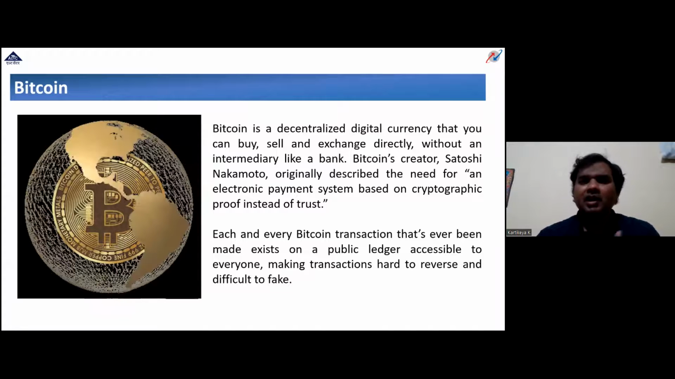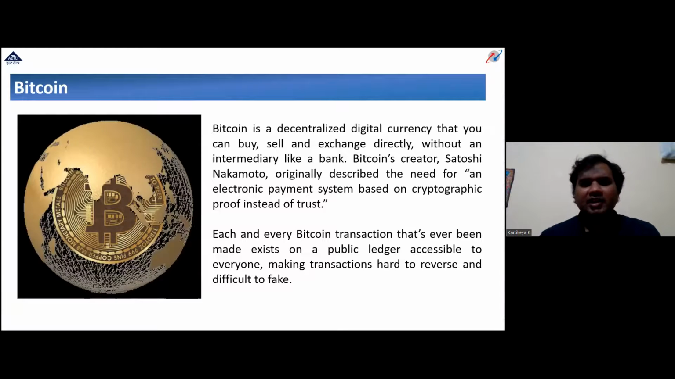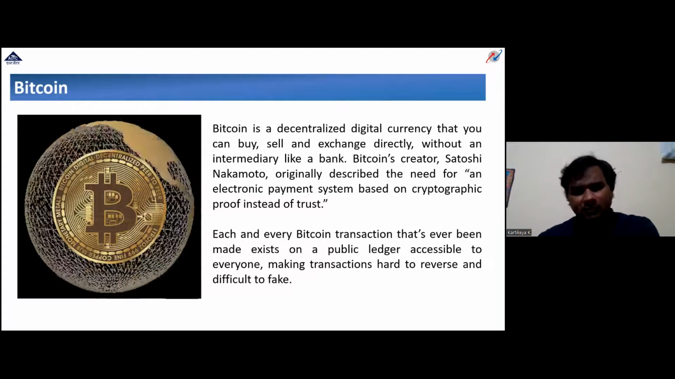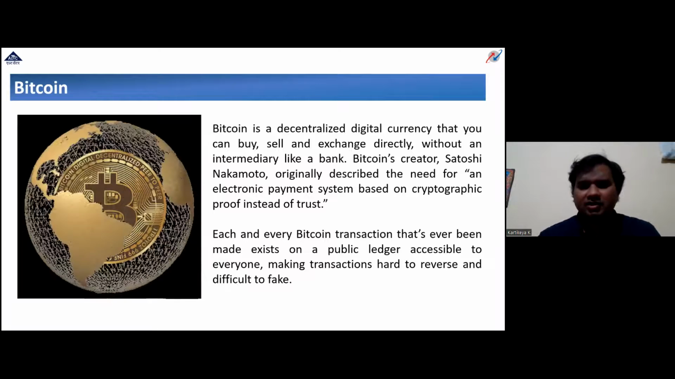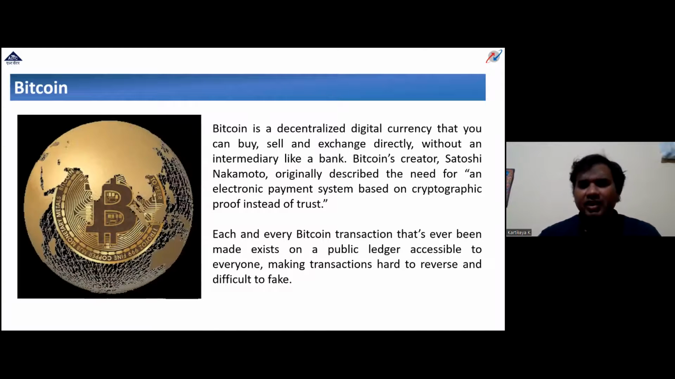Suppose some wrong transaction happened. Then you can't delete the transaction. The only way to do that is to counter the transaction. That means, for example, if instead of debiting $10, $10 are credited, you cannot delete that credit of $10 transaction. All we need to do is again do the counter transaction, such as a debit of $20, like that. These transactions are very hard to reverse. Once a block is added to the blockchain, it is very hard to reverse that transaction. And these are very difficult to fake. These are the main advantages of Bitcoin.